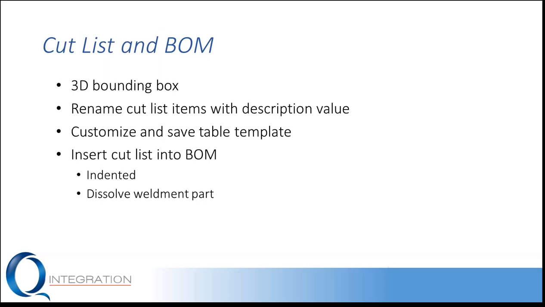We can even take these cut lists and insert them into a bill of materials. So if I have an assembly that contains multiple weldment parts and I want to see those show up on the bill of materials at the top level assembly, we can choose to insert an indented bill of materials, or we even have the option to dissolve the weldment part if we desire.